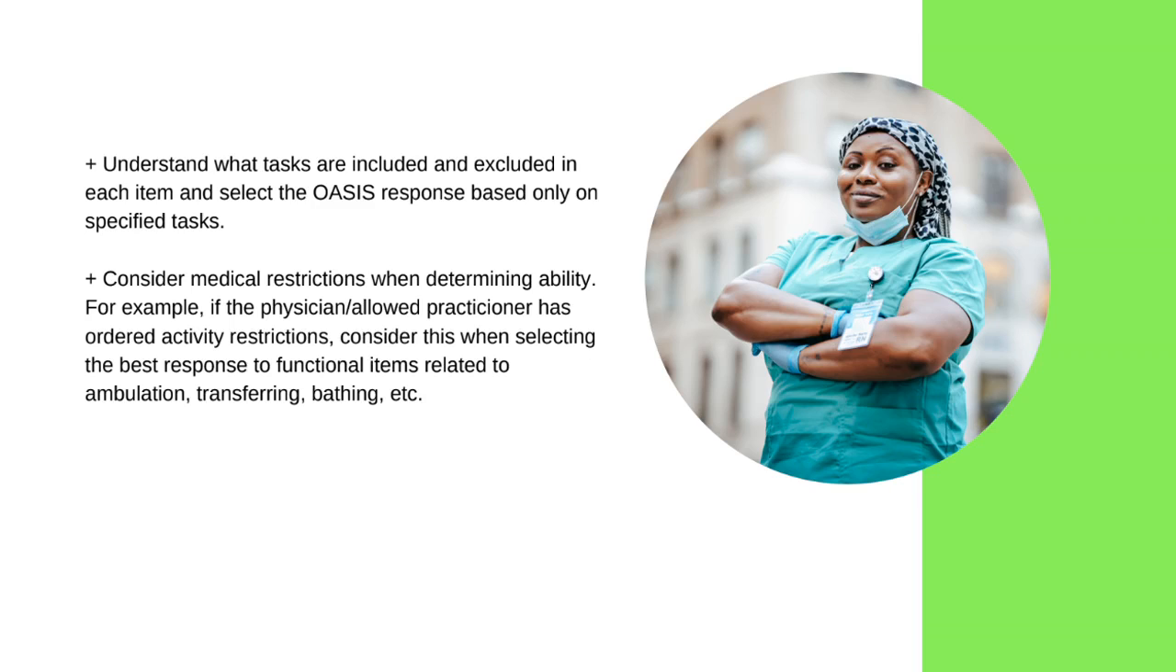Understand what tasks are included and excluded in each item and select the OASIS response based only on specified tasks. Consider medical restrictions when determining ability. For example, if the physician or allowed practitioner has ordered activity restrictions, consider this when selecting the best response to functional items related to ambulation, transferring, bathing, etc.